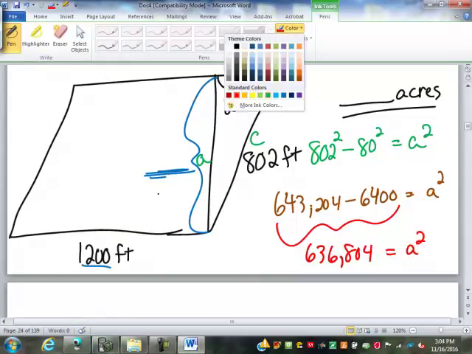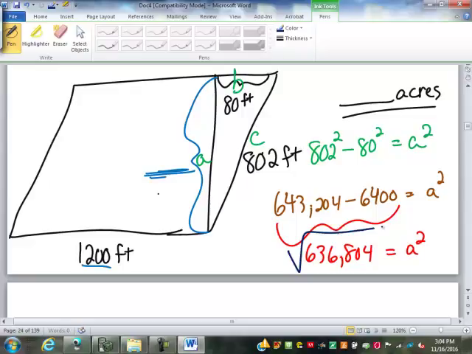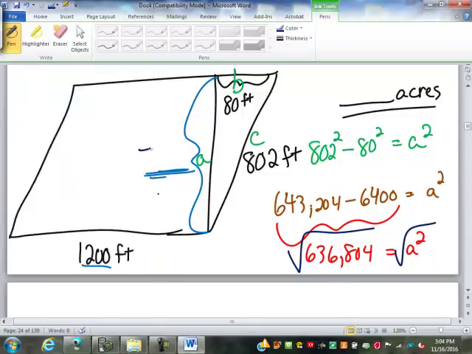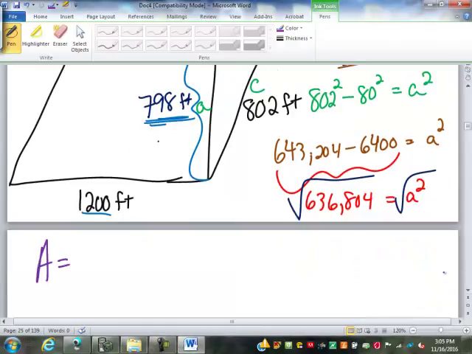Okay. And now, if we square root that, 798. So how many of you got 798 feet for that? Okay, a few of you did. That's good. So in the next step, find the area now and convert it into acres. I'll give you a couple minutes.